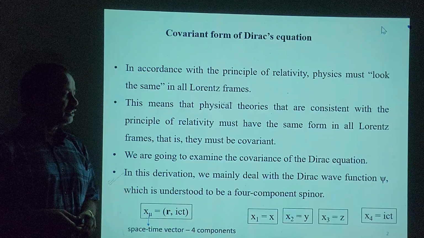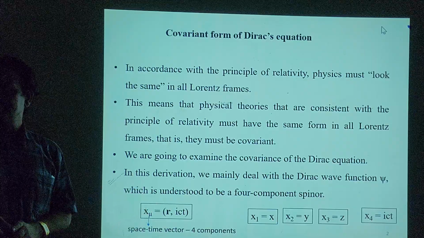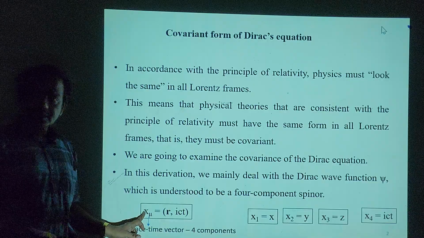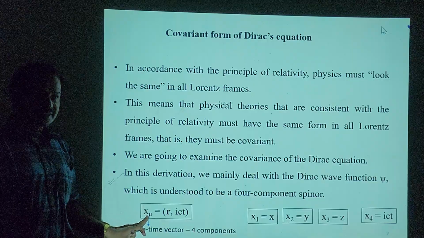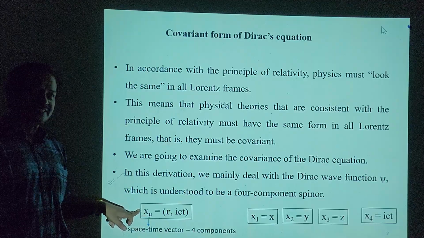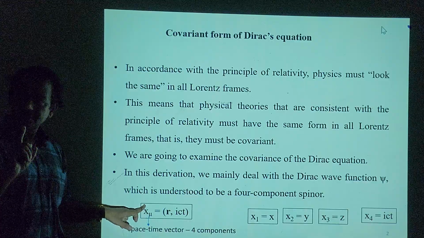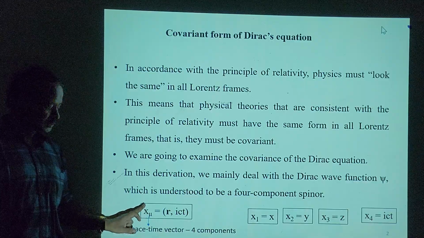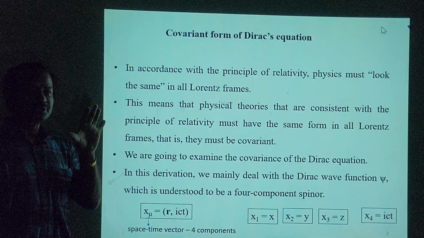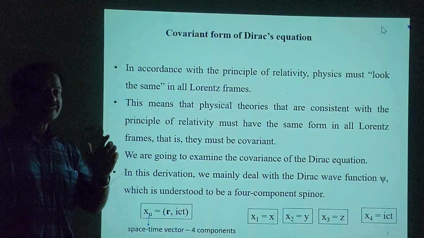In this derivation, we mainly deal with the Dirac wave function psi, which is understood to be a 4-component spinor. Look at this component x mu. As I said just now, this is your covariant, written as a subscript. Suppose mu is in the upper position, as a superscript, then that's called a contravariant vector. And of course, symmetry in space and time. We know that the Hamiltonian which Dirac used in the first order differential equation is symmetric in space and time.